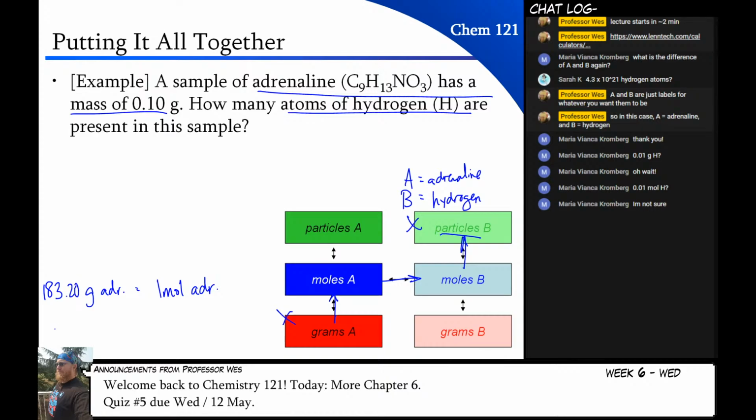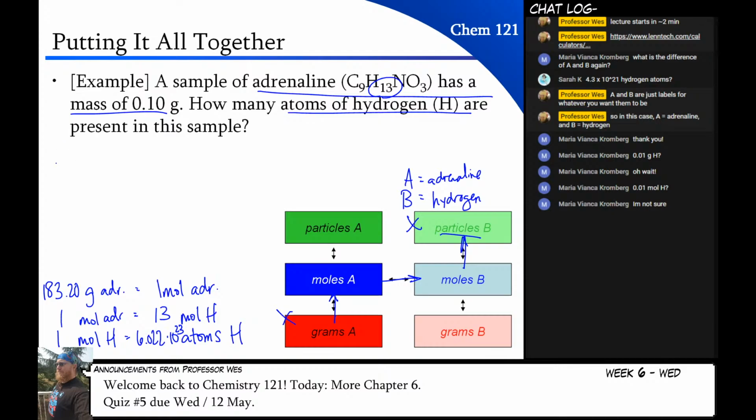Okay. And then we can go moles of adrenaline to moles of hydrogen. For every mole of adrenaline, how many hydrogen do I have? I have 13 of them, because in one of the molecules, there are 13 of the hydrogen atoms. And then finally, moles of hydrogen to particles of hydrogen. H is atomic, so I'm going to write atoms instead of particles. And in 1 mole of anything, there are Avogadro's number of that thing. So we've got all the terms written out.